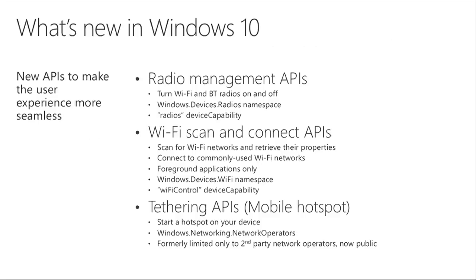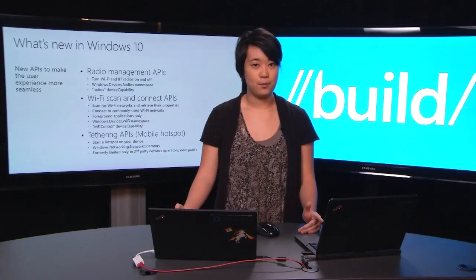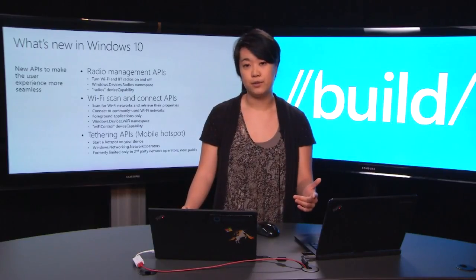The second of these APIs are collectively known as the Wi-Fi Scan and Connect APIs. As their name suggests, they allow devices and apps to scan for Wi-Fi networks within range and retrieve certain properties such as SSID and BSSID. They also allow the apps to connect to common types of Wi-Fi networks. There are some restrictions on these APIs. For example, they cannot run from a background process, but again, they are publicly available, and an app that wishes to use these APIs only needs to declare the Wi-Fi control device capability. You will find this in the Windows.Devices.Wi-Fi namespace, and the previous APIs, the radio management APIs, you can find in the Windows.Devices.Radios namespace.